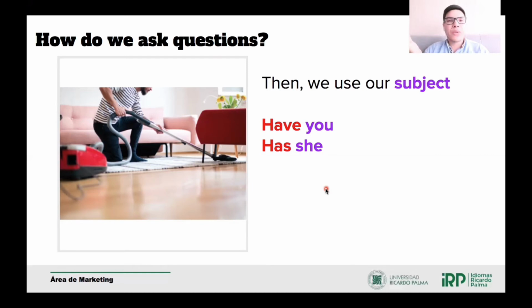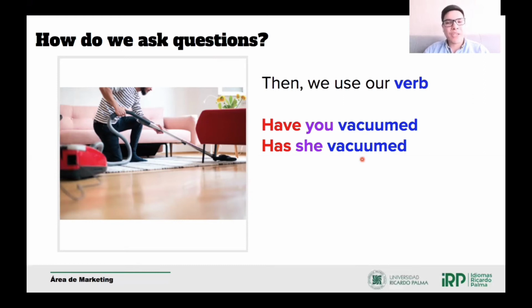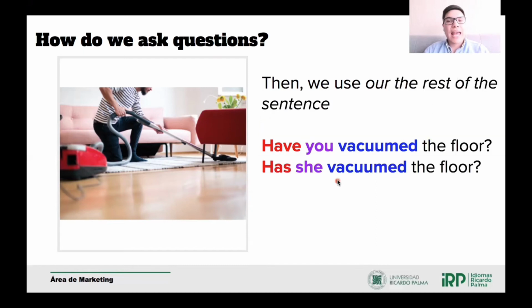Then we need, what do we need? Our verb. In this case, the verb is vacuumed with -ed because it is a regular verb. Vacuumed. Have you vacuumed? Has she vacuumed? And then the rest of the sentence. Have you vacuumed the floor? Has she vacuumed the floor? Have you actually vacuumed the floor? Nope. Well, in my case, I don't have a vacuum cleaner, so I haven't vacuumed the floor.